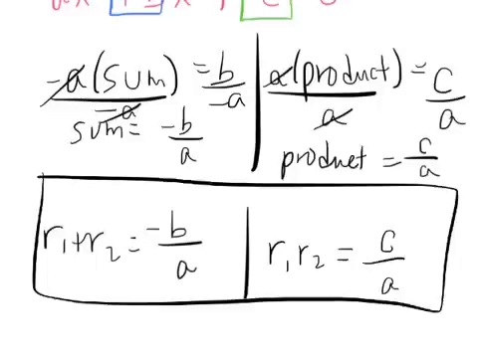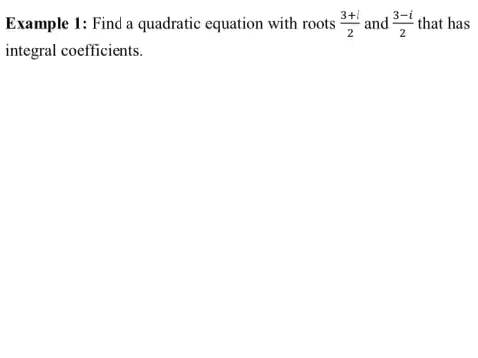So let's take a look at example number 1. Example number 1 asks us to find a quadratic equation with the given roots, and it has integral coefficients. Integral, first of all, key word here, integral. If you don't know what it means, write it down, please. Integral means some integer value. So it has to be a whole number, but it could be negative or positive. But we're not going to be looking at coefficients that are like 3/4 or 1.2. Okay, nothing decimal or fractional or irrational here. We want integral coefficients.